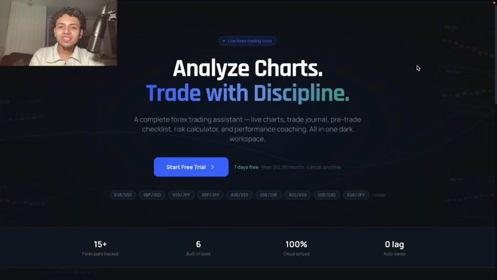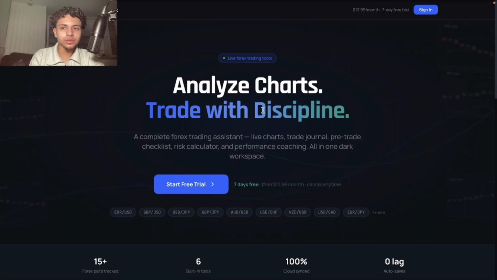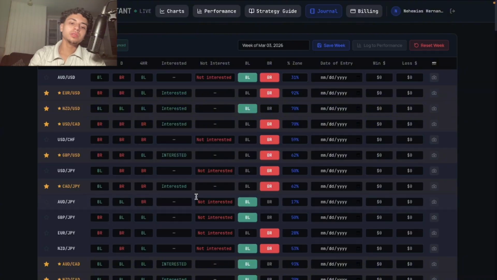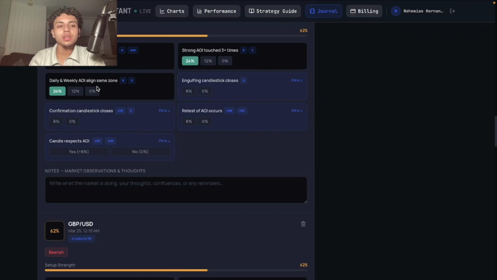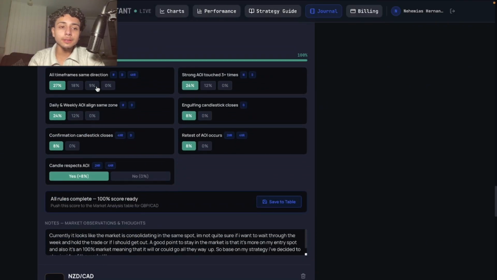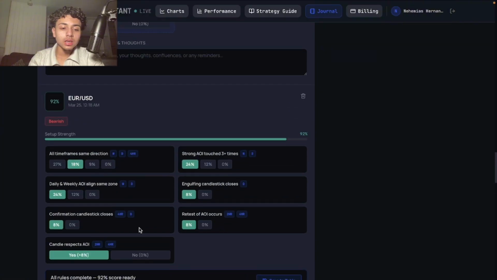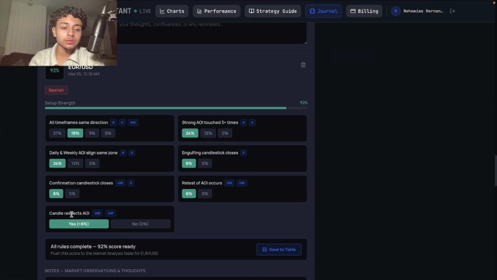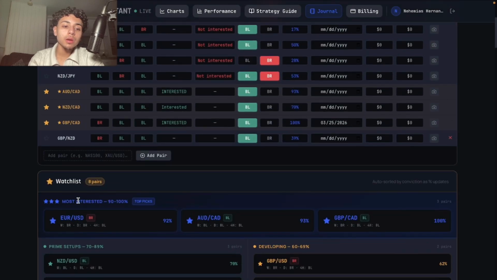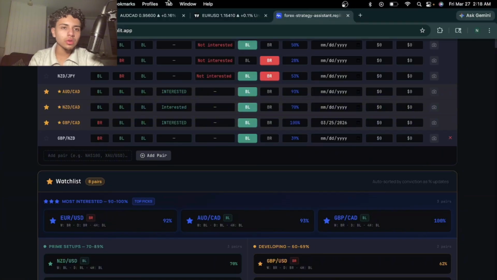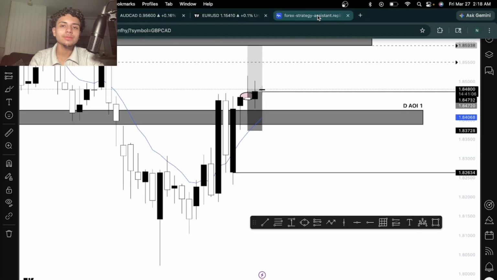I definitely came inside my Forex Strategy Assistant, and I went all the way down to my saved analysis, and I went to Euro USD, and I did yes over here. The candlestick did respect the area of interest. I said yes, I saved to the table, and now I have the 3 most interesting pairs from 90 to 100%, and these are all the ones. The pair that I'm currently in is 100%, so I'm in the best pair at the moment, to say it like that.